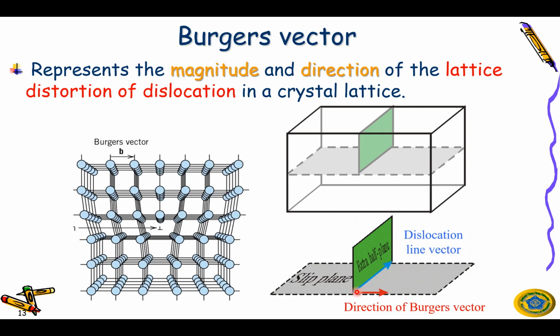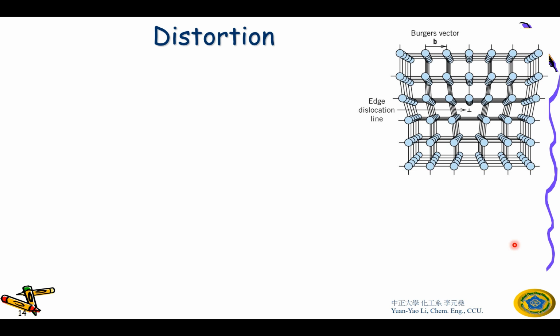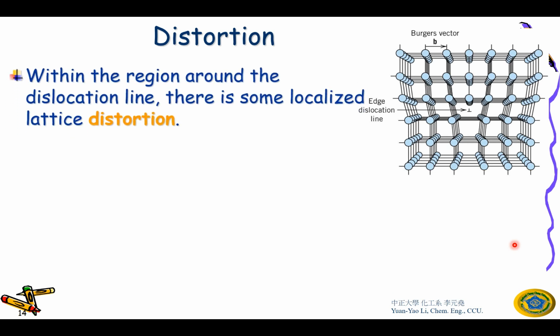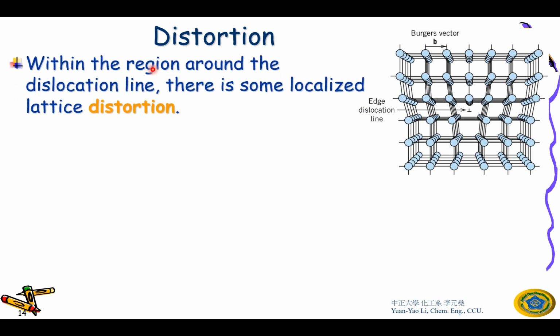So this is what we call the dislocation line vector. This is the direction of the Burgers vector. How about distortion? Within the region around, this is the extra plane, right? So you have distortion in here and distortion here, above this plane and under this plane.